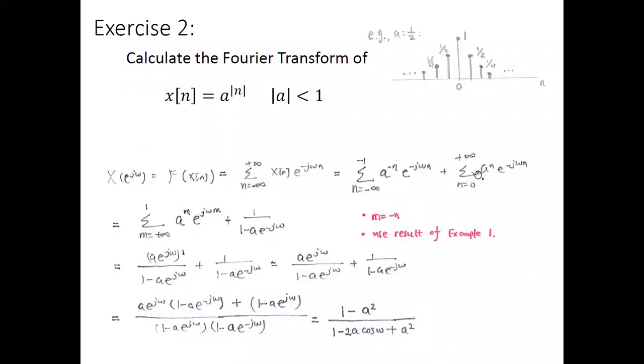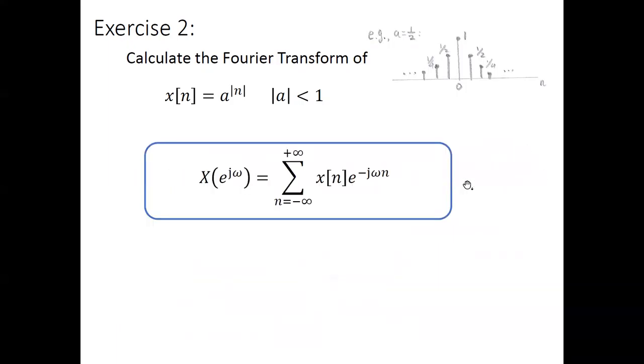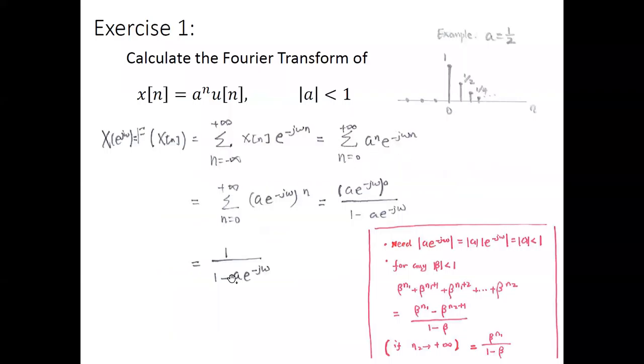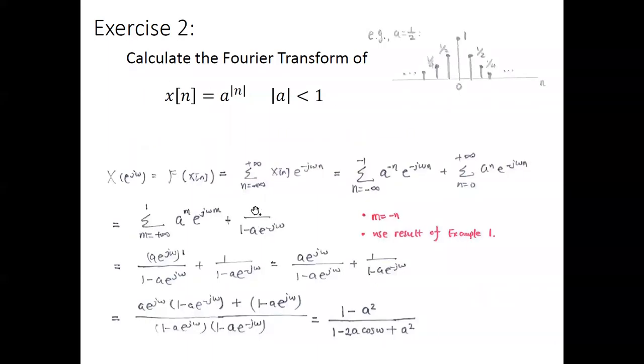The second term, we can just apply the result of the last example. Because if you look at this summation, it's the same as the summation in the last example, which we already calculated here. One divided by one minus a exponential minus j omega. So one divided by one minus a exponential minus j omega.